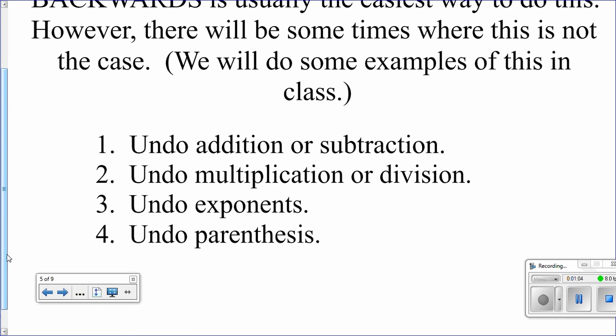So your basic steps that you'll be following most of the time is that you're going to undo the addition or subtraction first, then you're going to undo the multiplication or division, undo your exponents, and then finally undo your parentheses. Again, these are just guidelines. They're not written in stone.